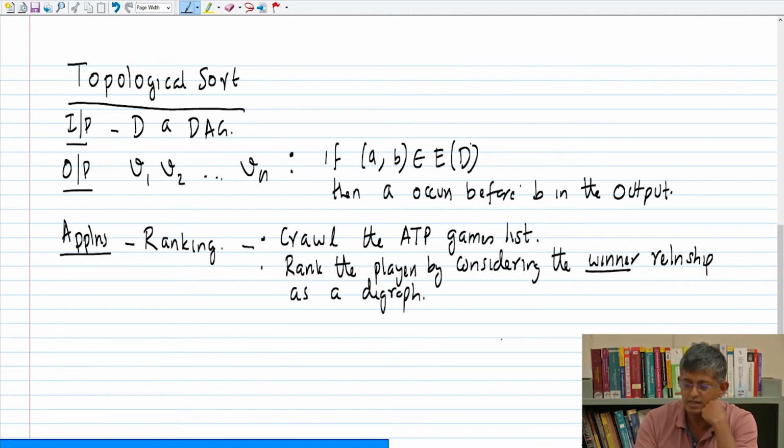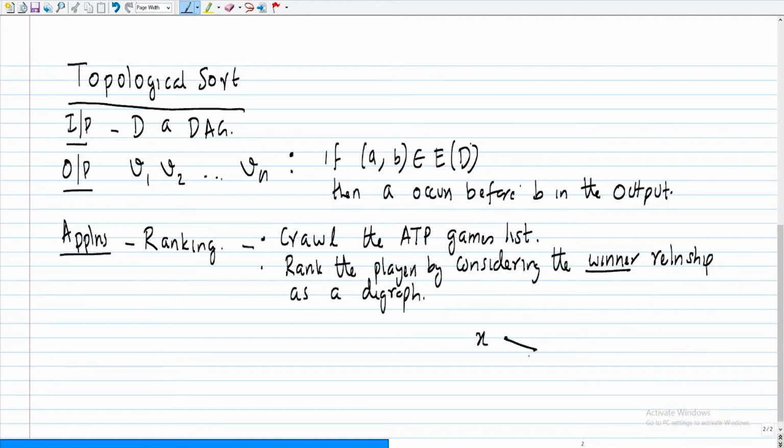Remember that you will have in your Association of Tennis Professionals data, x defeats y, z defeats a, and then a defeats x. So there are 4 factorial linear orderings. But the ones that you would want are the ones that maximize the number of edge relationships. That is, I would rather have a ranking where x is considered better than y, y is considered better than z, and z is considered better than a.